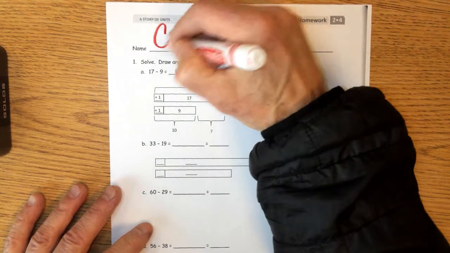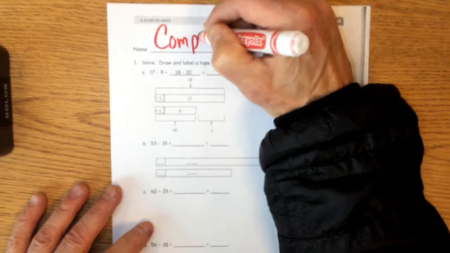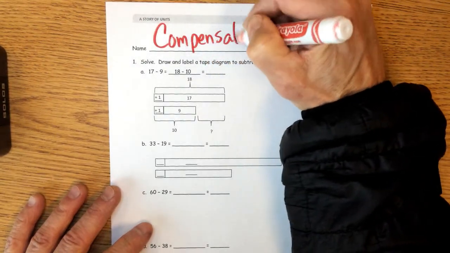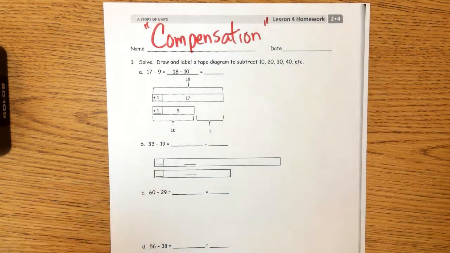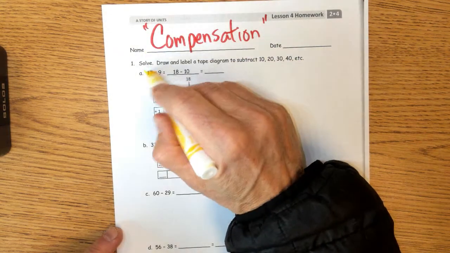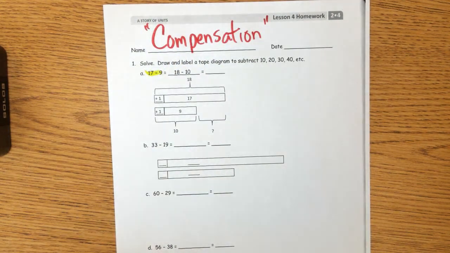This method that I'm going to show you right now has a name. This is a grown-up name, at least the name that the people who wrote your math book call it: compensation. And I'm going to show it to you right now. In fact, some of it's already done. The problem here is 17 minus 9.